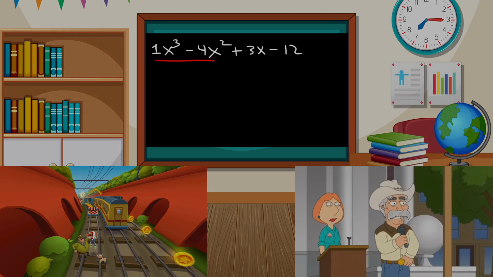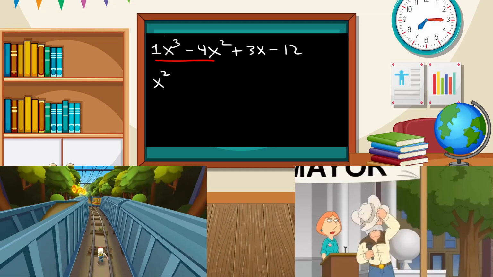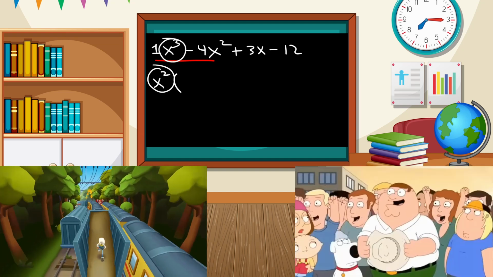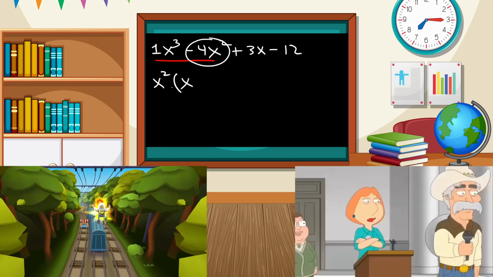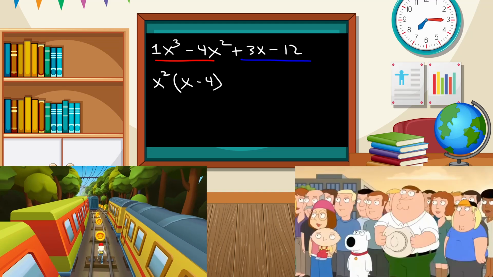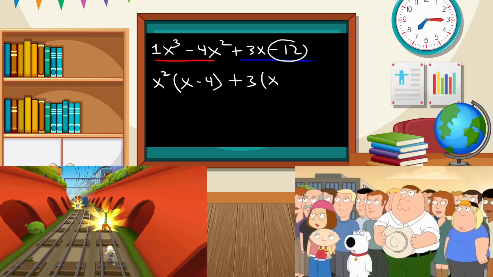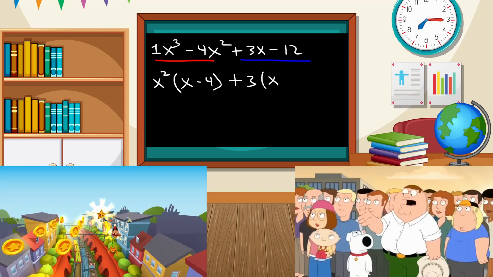So in the first 2 terms, what you want to do is factor out the GCF, the greatest common factor, which is x squared. X cubed, let's do that again. X cubed divided by x squared, that's x. And then negative 4x squared divided by x squared is negative 4. Now in the last 2 terms, do the same thing. Factor out the greatest common factor, which is going to be 3. So 3x divided by 3 is x. Negative 12 divided by 3 is negative 4.